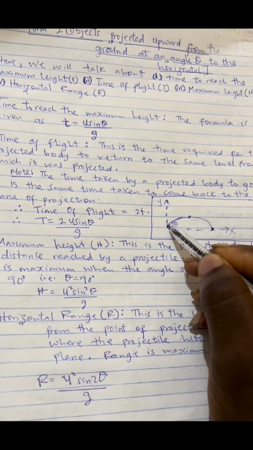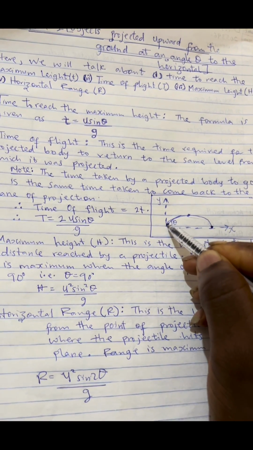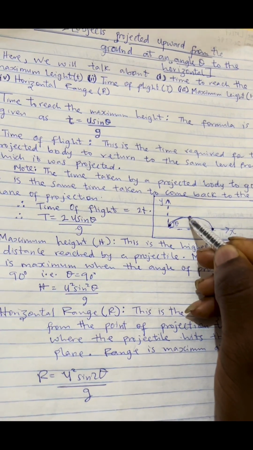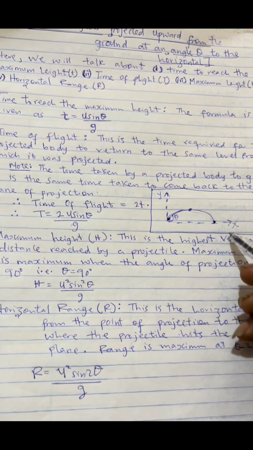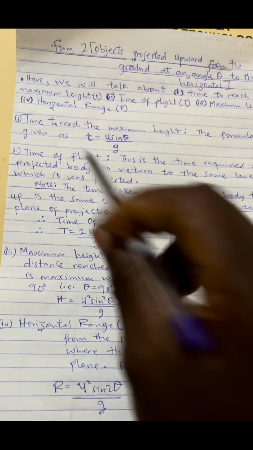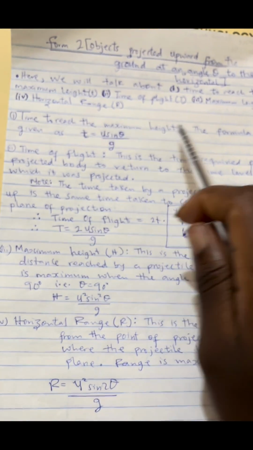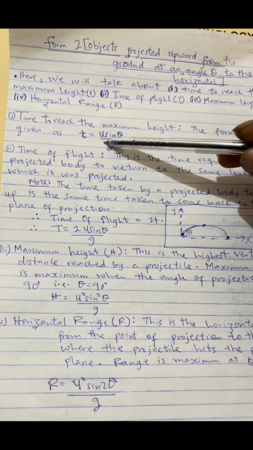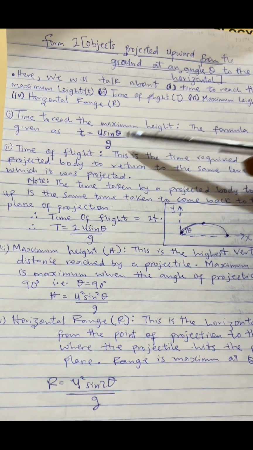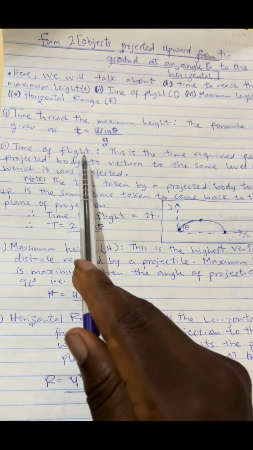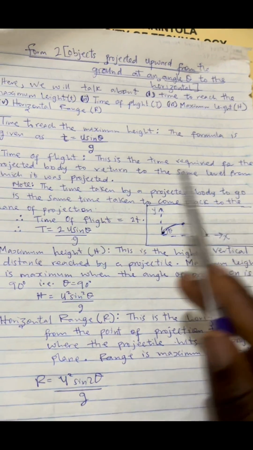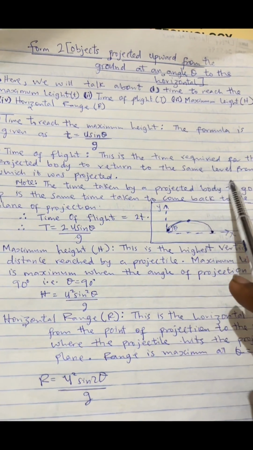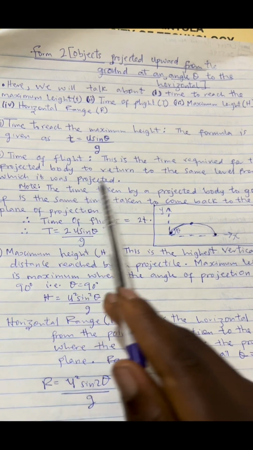The time it takes this object to move from this point of projection to the maximum height before it starts descending, that time is what we refer to as the time to reach the maximum height. And the formula for time to reach the maximum height is u sine theta over g. We also have what we refer to as the time of flight. This is the time required for the projected body to return to the same level from which it was projected.